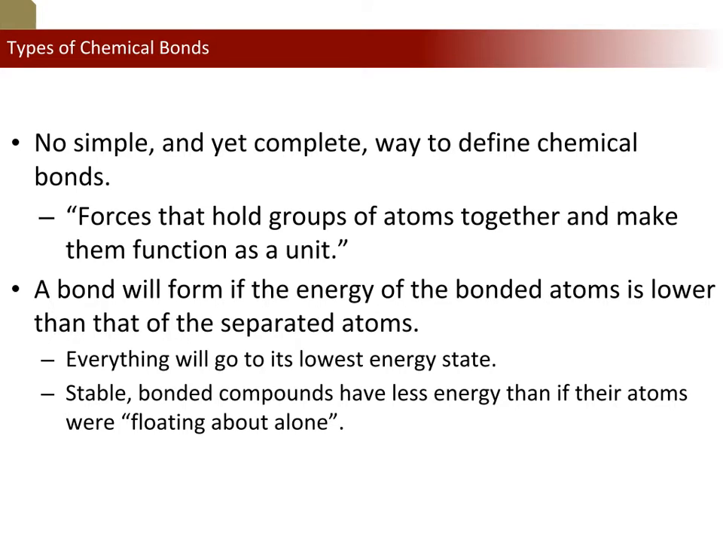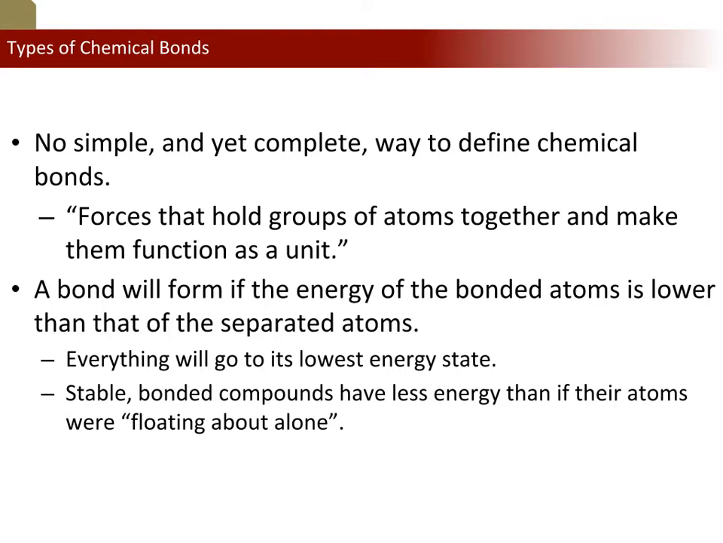In a chemist's mind, there's no simple yet complete way to define what a chemical bond really is. We like to define them as ionic or covalent or intermolecular forces that may be attracting molecules to other molecules. But there is no one way to define chemical bonds, and rather, we talk very broadly. We say they are just simply forces that hold groups of atoms together to make them function as a unit.